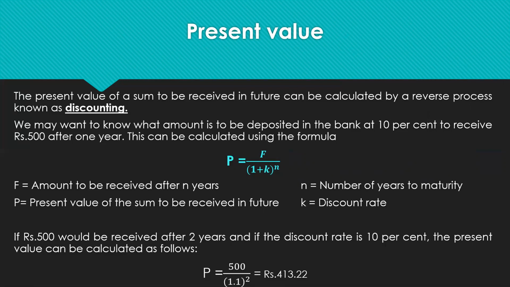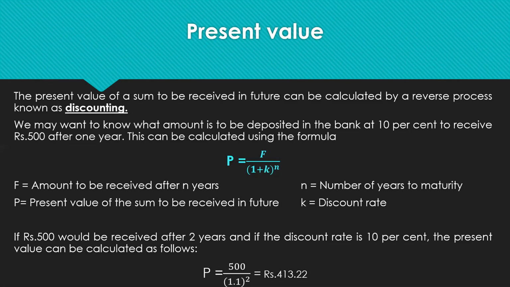So to calculate the present value, the formula is P is equal to F, where F is the future value, divided by 1 plus K, where K is the discount rate, the whole raised to N, where N is the number of years. For example, if rupees 500 would be received after 2 years and if the discount rate is 10%, the present value can be calculated as follows.